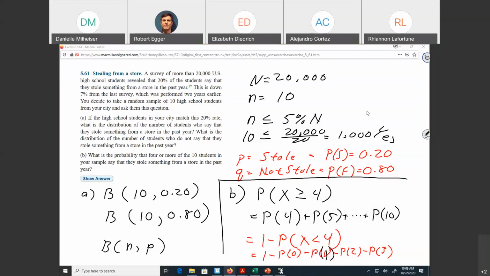That's only 4 calculations. And 0 is always an easy one to do. Okay, so we only have to do 4 calculations: probability of 0, probability of 1, probability of 2, probability of 3.